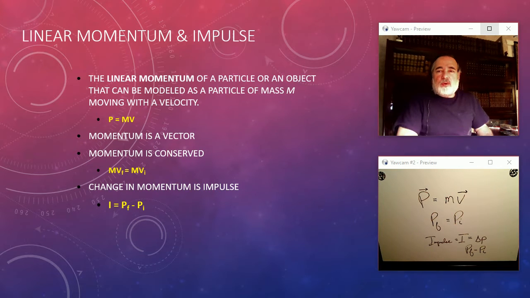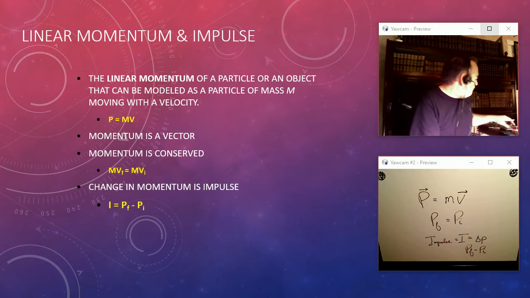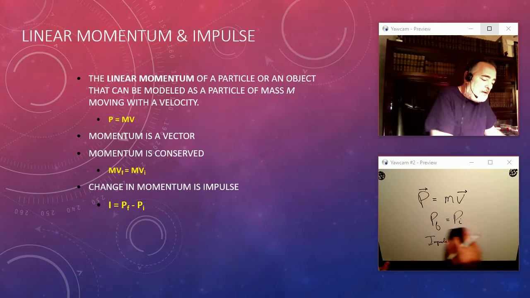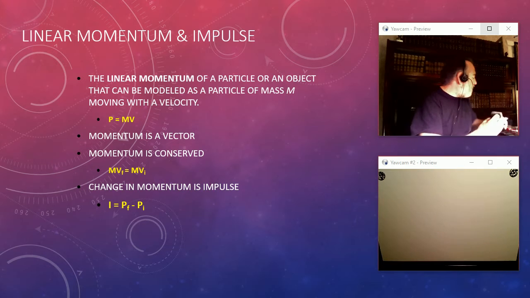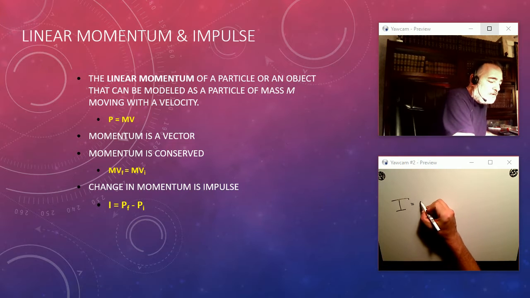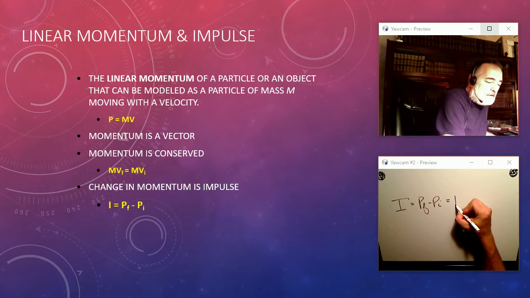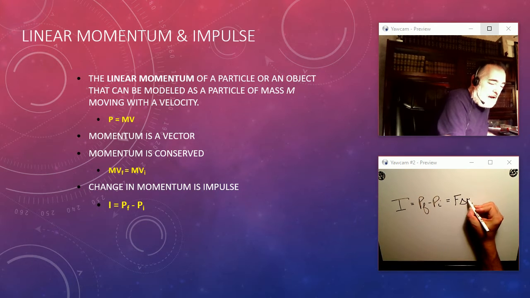Let me give you an example. If I am hitting a ball with a tennis racket, I'm applying a force and changing the momentum of that ball. So we can also write this impulse in something called the impulse momentum theorem. Impulse is equal to the change in momentum, which is also equal to force for a given period of time.